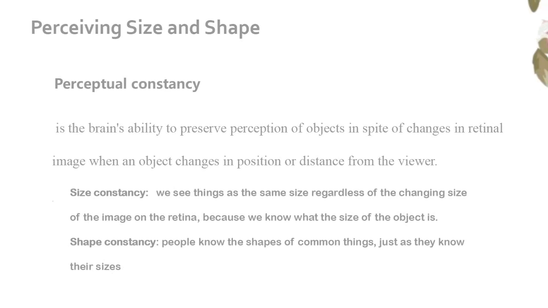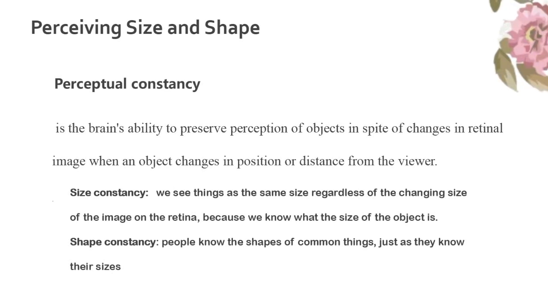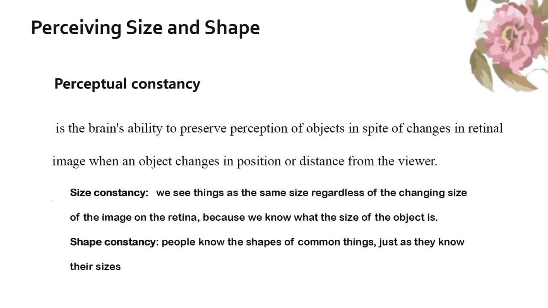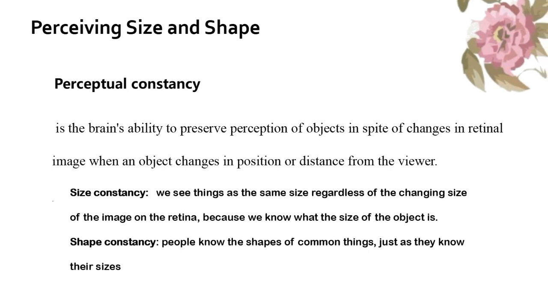Perceiving size and shape. Perceptual constancy is the brain's ability to preserve perception of objects in spite of changes in retinal image when an object changes in position or distance from the viewer. Size constancy. We see things as the same size regardless of the changing size of the image on the retina because we know what the size of the object is. Shape constancy. People know the shapes of common things, just as they know their sizes.